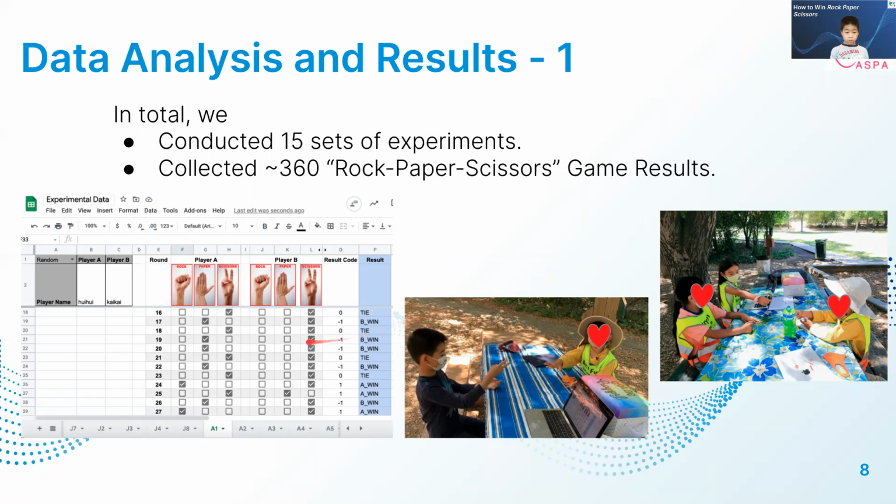In total, we conducted 15 sets of experiments, including 360 rock, paper, scissors game results. On the bottom of the page, you can see some photos. The 2 photos where there's a lot of nature were taken in the park where we were experimenting rock, paper, scissors. And the third one, which is all white, is the recording sheet for who played which gesture.